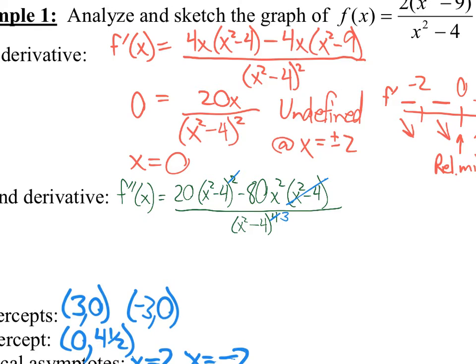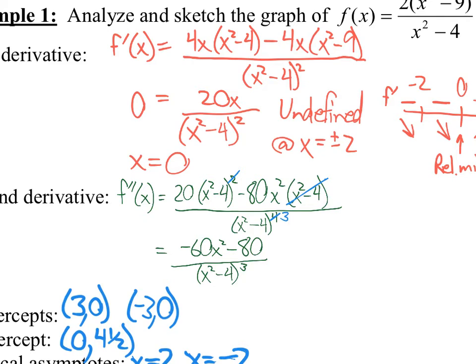So now I simplify the numerator, and I get the second derivative equal to 20x squared minus 80x squared, which is a negative 60x squared minus 80. You can factor 20 out, all over x squared minus 4 to the third power. We could factor out a minus 20 if we want. Okay?